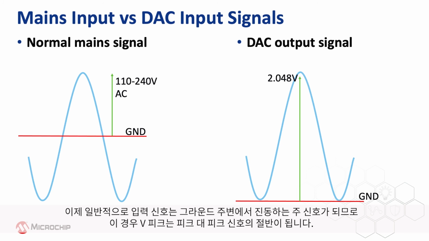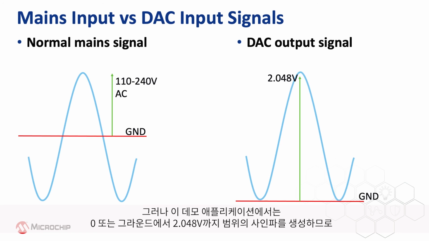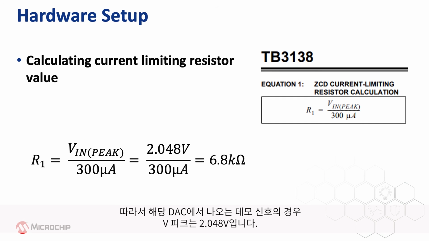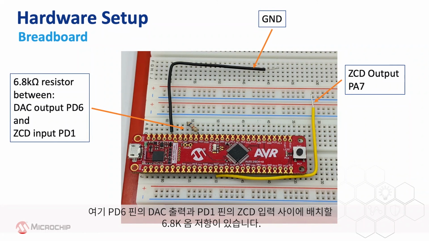Now normally the input signal would be a mains signal that oscillates around ground, so for that case V peak would be half of the peak-to-peak signal. However, since for this demo application we're creating a sine wave that ranges from 0, or ground, to 2.048 volts, we need to calculate our current limiting resistor with that in mind. So for the demo signal coming from that DAC, our V peak is 2.048 volts. Then using the equation, we get the value for R1 as 6.8 k ohms. I have on hand a 6.8 k ohm resistor, which I will place between the DAC output on pin PD6 and the ZCD input on pin PD1.